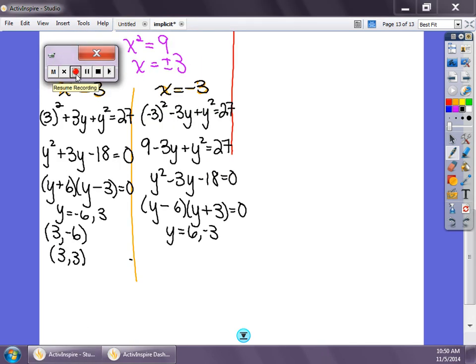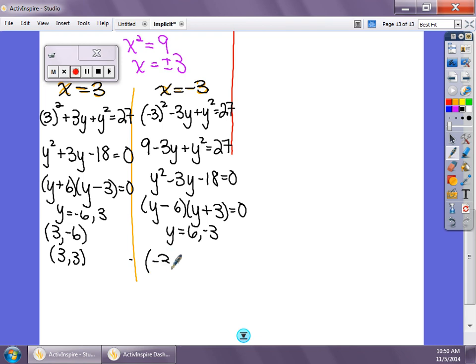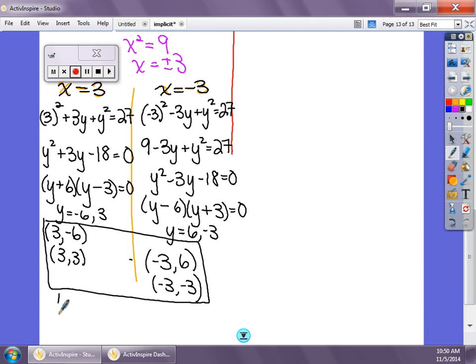All right, so check your answers. And when I write my ordered pair, again, make sure you write your ordered pair properly. The x value is negative 3, so negative 3 comma 6 and negative 3 comma negative 3. These are the potential points that we could have horizontal tangent lines to the curve given.